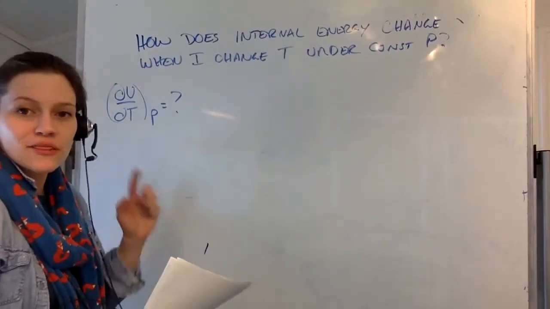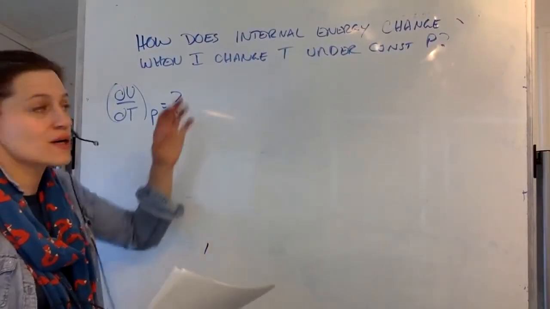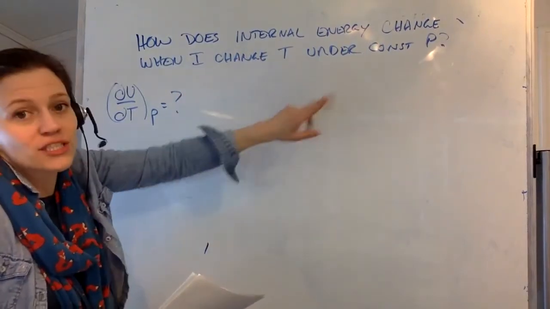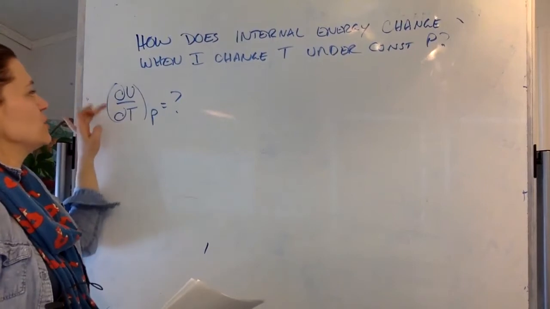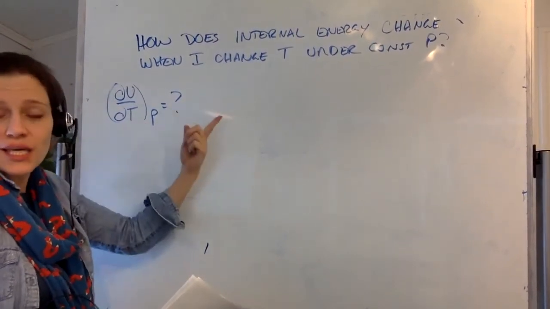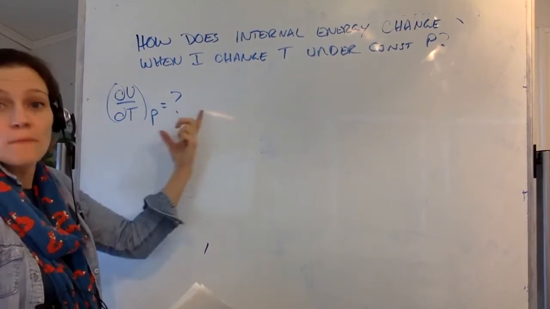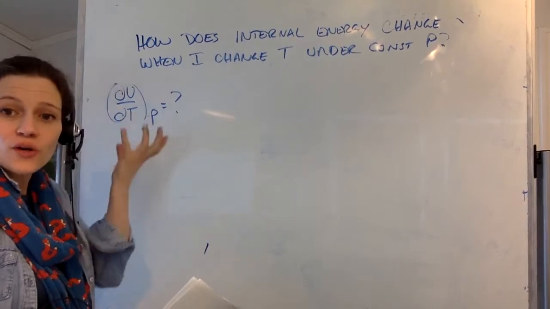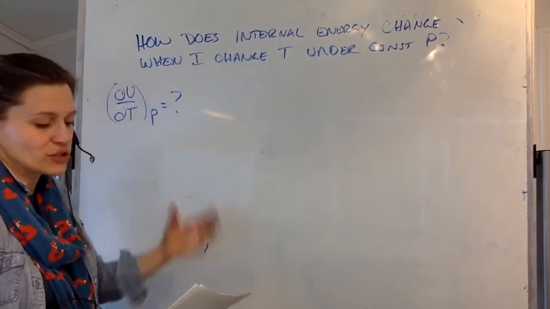Okay, so I'm going to talk about thermal expansion coefficients. To get there, I want to ask the question, how does the internal energy change when I change temperature under constant pressure? So that would be dU/dT at constant P. If this was constant V, this would just be the heat capacity, CV. But because now we're changing temperature under constant pressure conditions, I want to know how the system is changing and what the internal energy is.